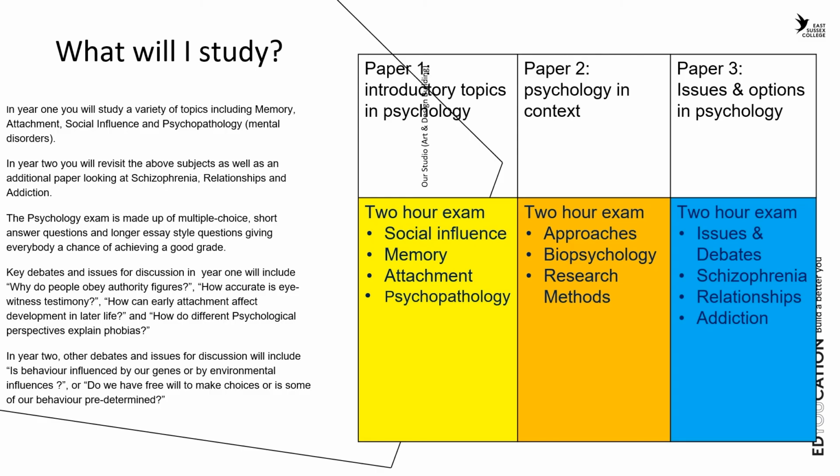When you come to sit the exam, this is AQA boards, there are 3 different papers spread out, usually in the summer term, and on 3 different dates, each paper for 2 hours. The first paper would be social influence, memory, attachment and psychopathology. Paper 2 is approaches, biopsychology and research methods. And then paper 3, issues and debates, schizophrenia, relationships and addiction.